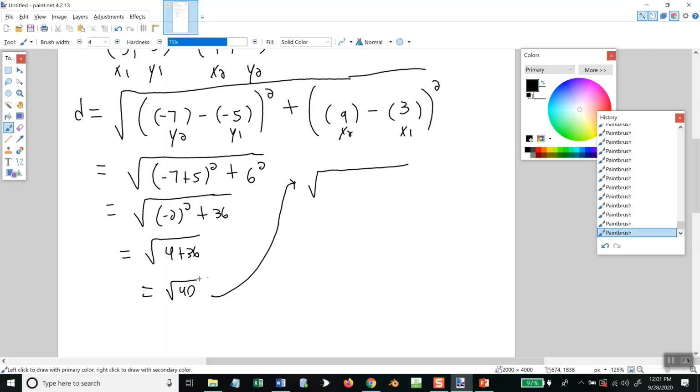You have to do the prime factorization of 40, which is 2 times 4 times... 2 times 2 times 2 times 5. Remember, with the square root, we're looking for a pair of somethings. Here's a pair of 2's, so a pair of 2's is going to come out. And we're left with 2 times 5 inside, which is 10. And that's our answer.